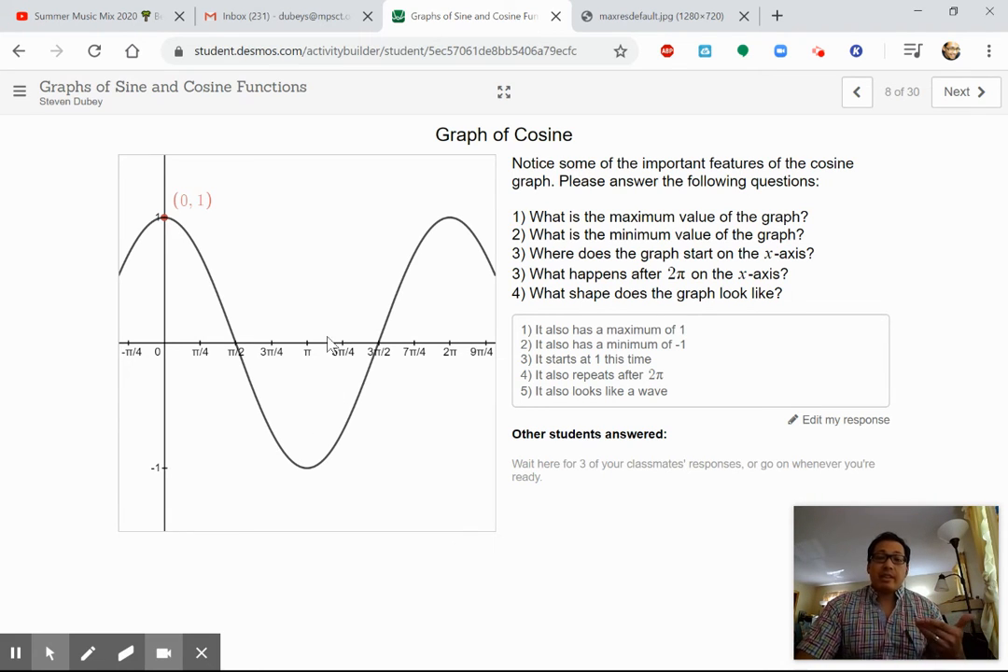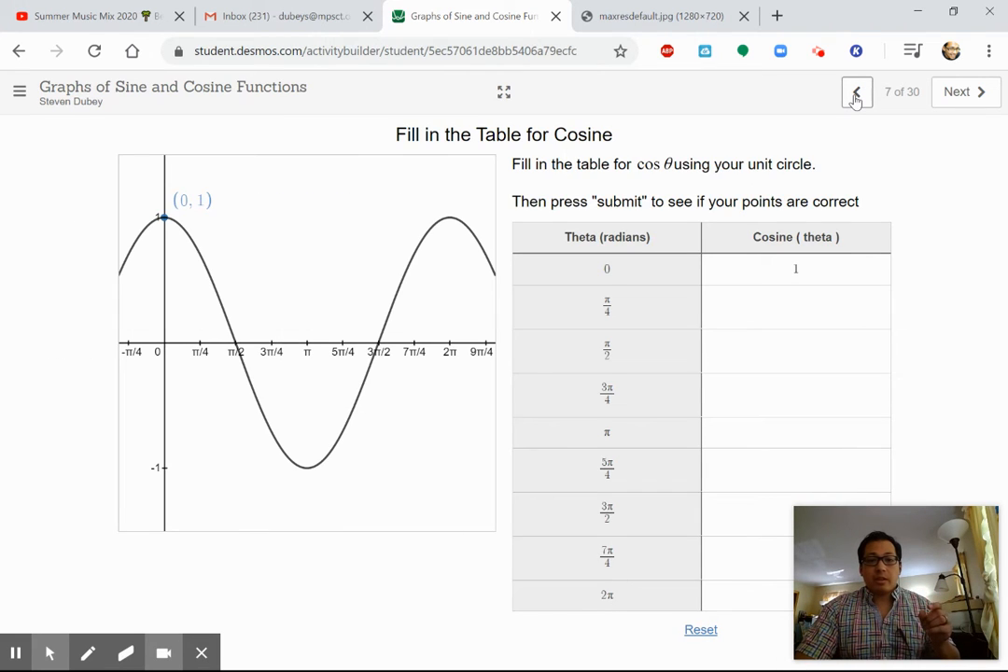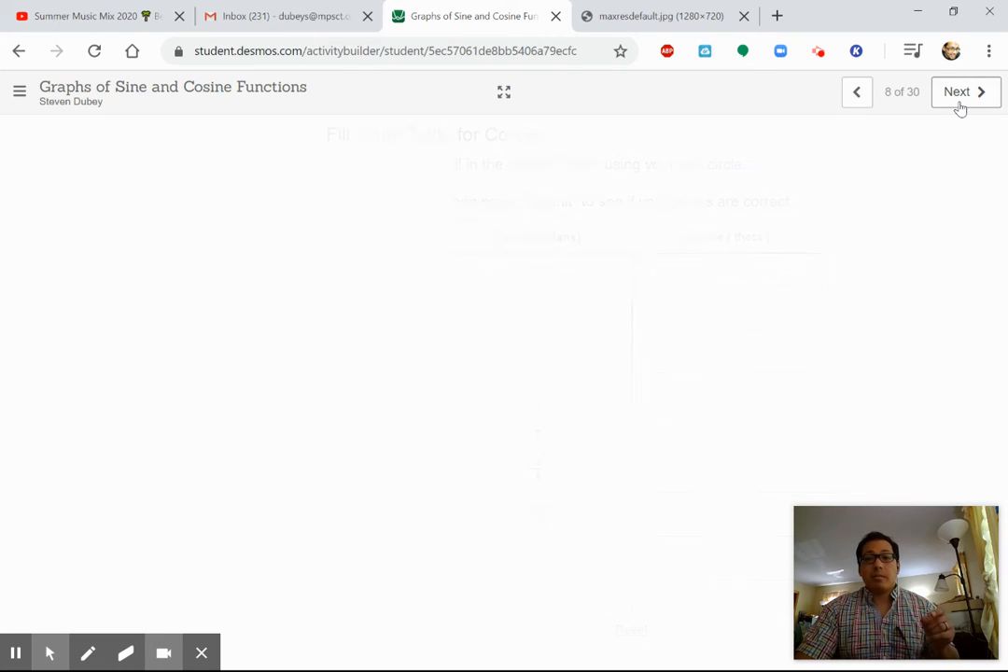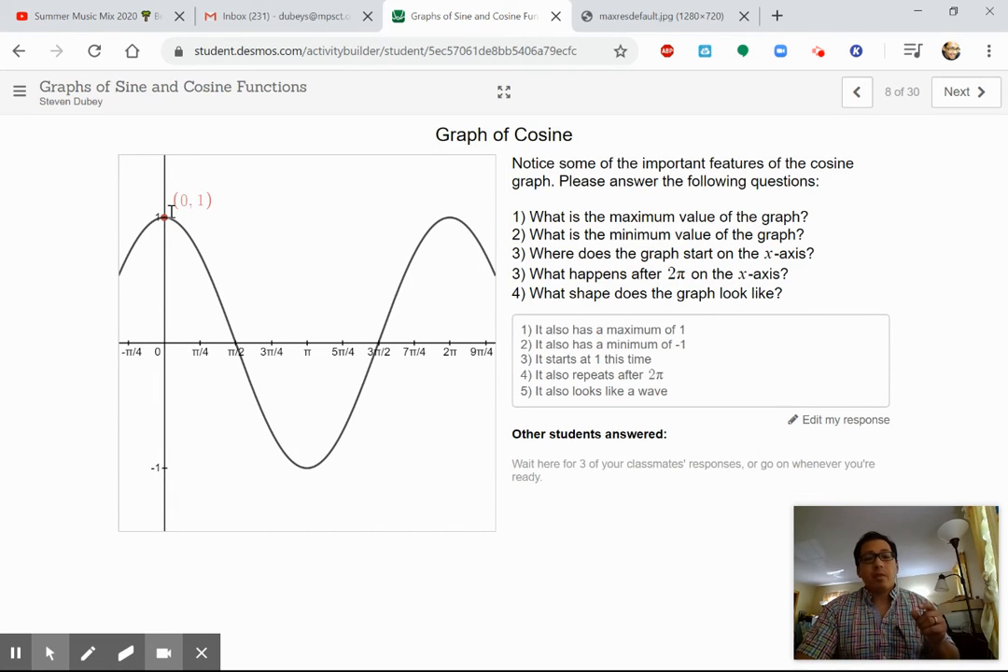Where does it start on the x-axis? Well, here's a key difference. It starts at 1 this time instead of at 0. If you go back and look at the sine function, it started at 0 when it started this pattern, and the cosine function starts at 1. So that's a key difference.